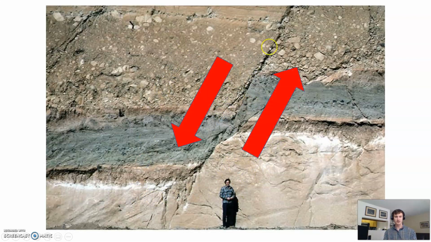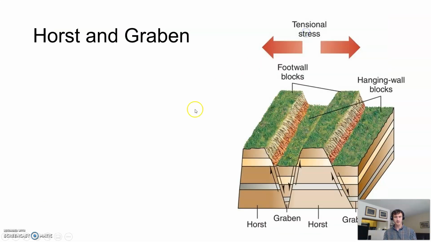So these are the directions of relative motion here. We moved down for this block, and relatively speaking, this one seems to have moved up. Sometimes we have a series of normal faults, a series of these sort of faults like we see in the diagram. These are all normal faults here.